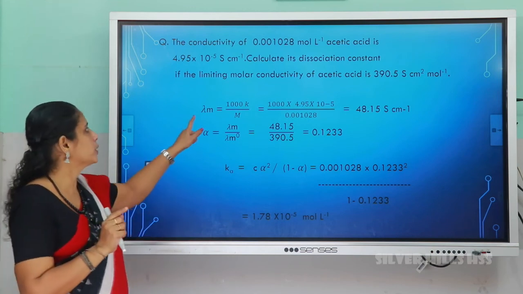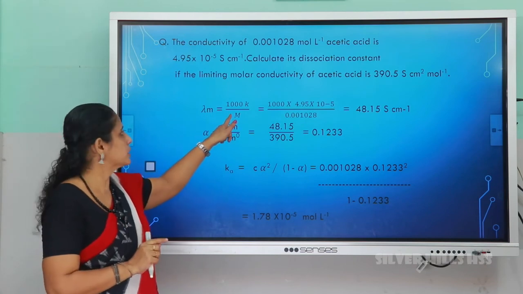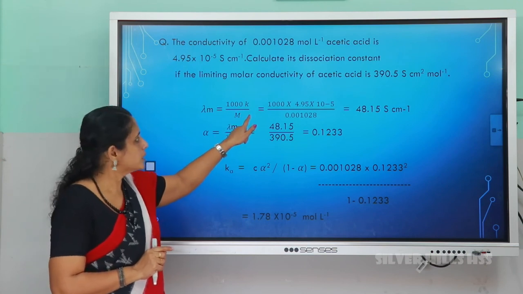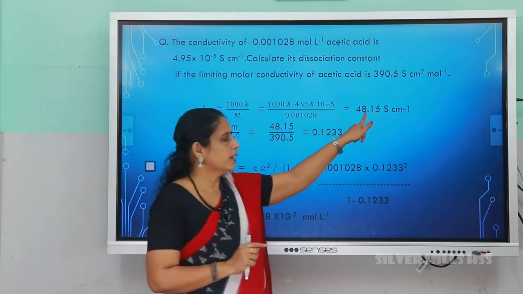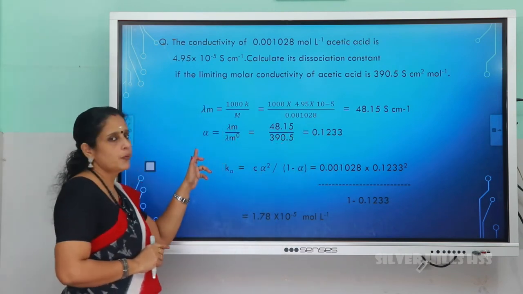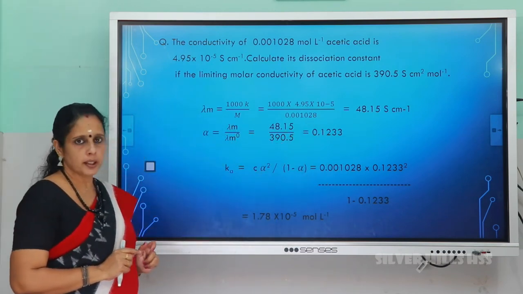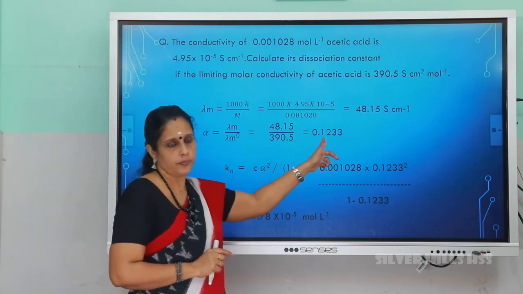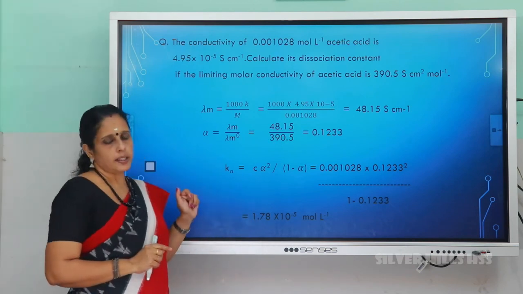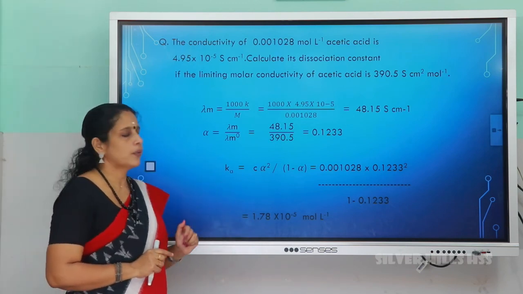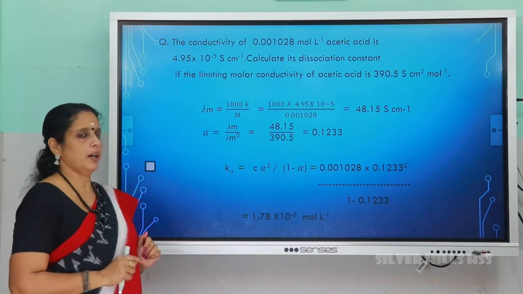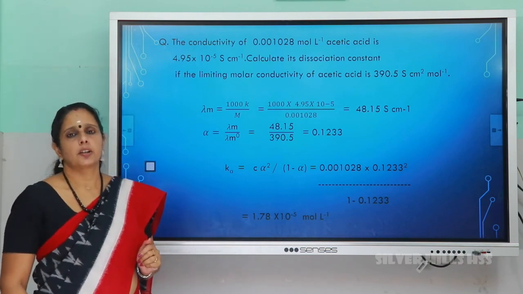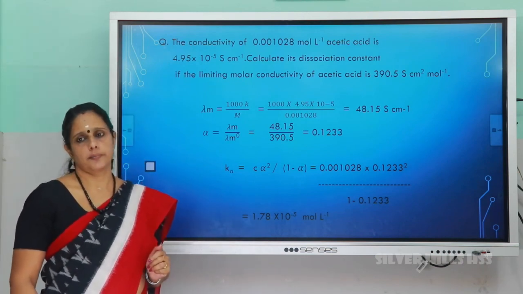First, we have to calculate lambda m using the formula 1000 kappa by m. Using that formula, we obtain lambda m. Then alpha is equal to lambda m by lambda m0. Lambda m0 is given. So, we can calculate alpha. Ka, what is the expression for Ka? C alpha square by 1 minus alpha. Then we can easily calculate the ionization constant of acetic acid.